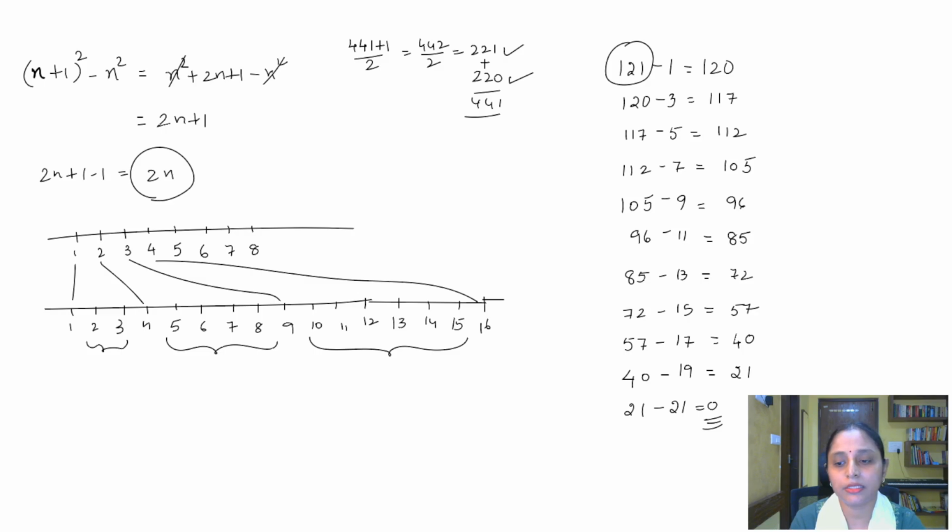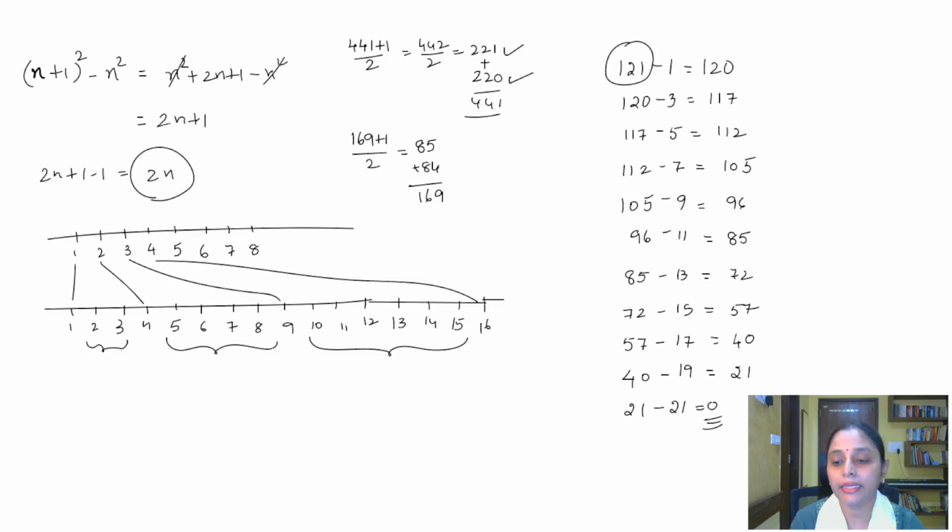Next, 13 square. 13 square is 169, plus 1 is 170, by 2 is 85, right? So, 85 plus the previous number 84, you can quickly check that it is nothing but 13 square, okay? Next, I have 11 square. 11 square we have just done, we already have the answer. We just did it as an example. It is 60 plus 61, right?